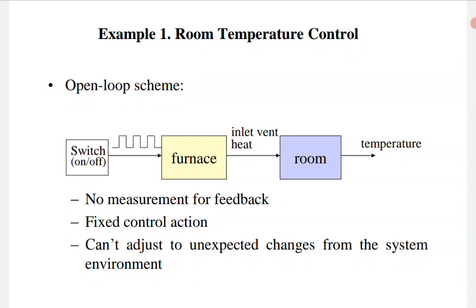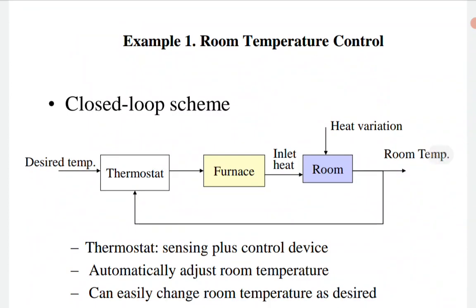Obviously there is no measurement for feedback and the control action remains fixed, so it can't adjust to unexpected changes from the system environment. Actually, an open loop system is nothing but this: whatever input is provided should be available as output, provided certain disturbances or actions come only from the internal components. Otherwise there is no feedback connection, that's why you have no right to control the input. So that thing is not at all acceptable.